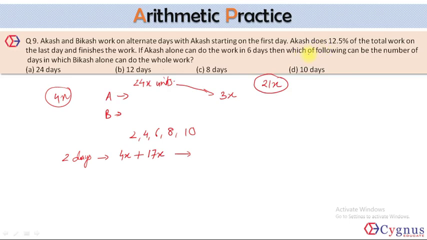What was the total work? 24x. In 1 day he can do 17x work. That means total days required by him will become 24x by 17x. That is 24 by 17. This is the first case.